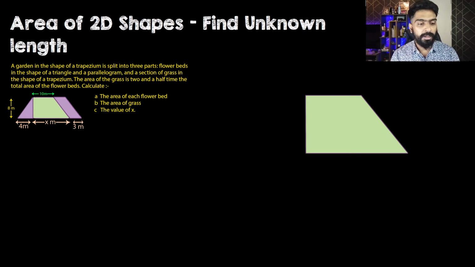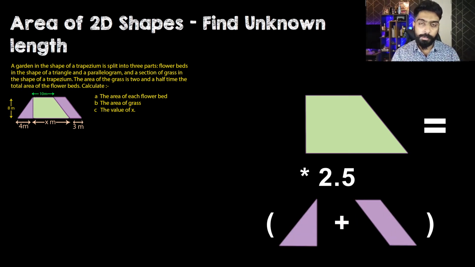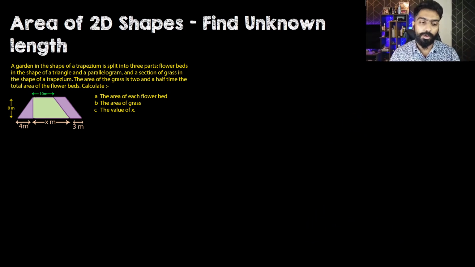Alright guys, now we also know that the area of the grass, which is the trapezium in the middle, is 2.5 times the total area of the flower bed, which is the parallelogram and the triangle. Alright, now let's use this understanding to find the value of x.